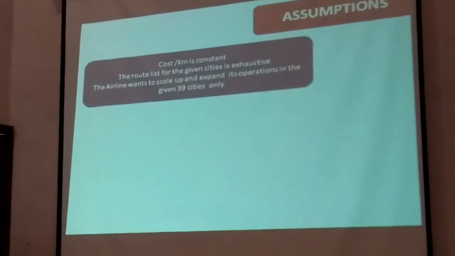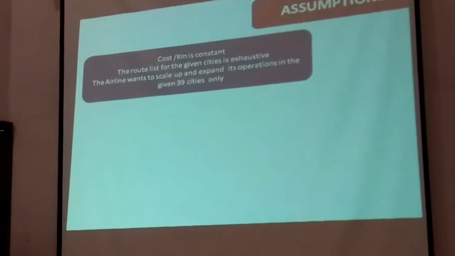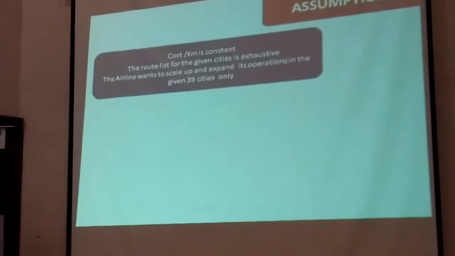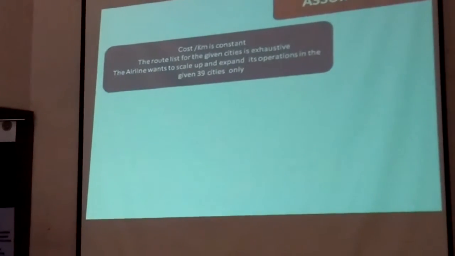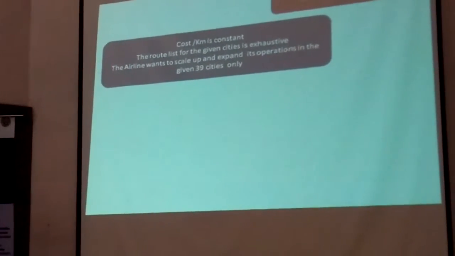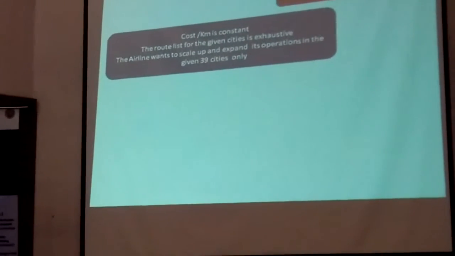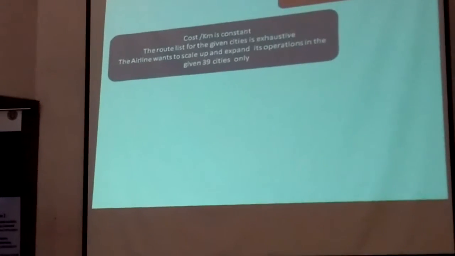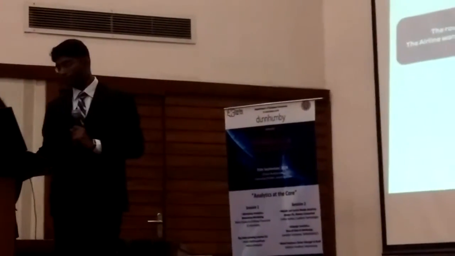Second is the route list for the given city is exhaustive. This is also a very important assumption because there are cities for which there are no round trips, and so we have taken that there are connecting flights and no direct flights to these cities. And finally, there are only 39 cities that we need to consider, though there are a lot more in the US.